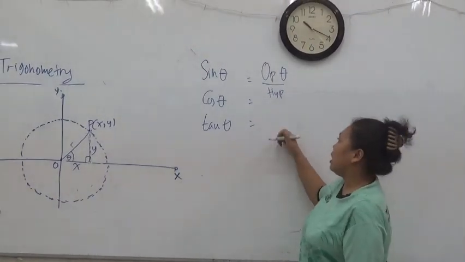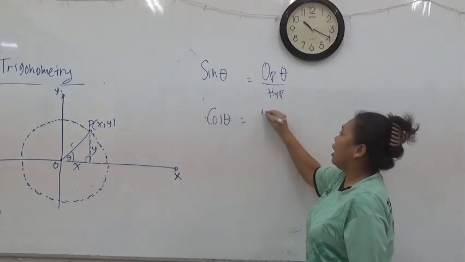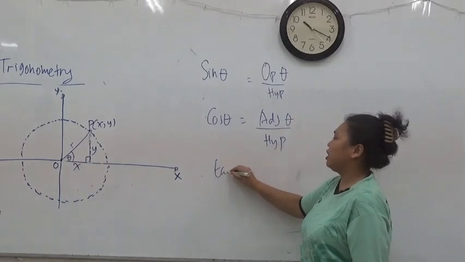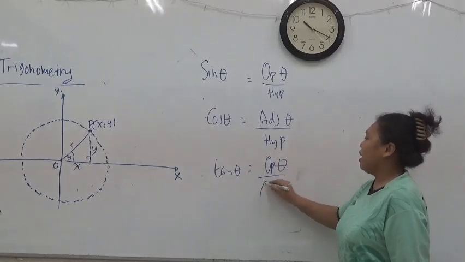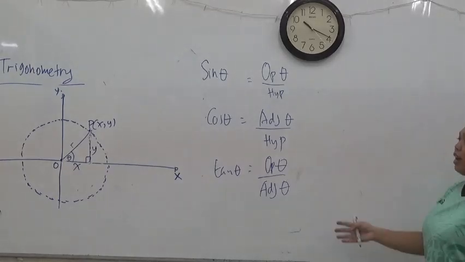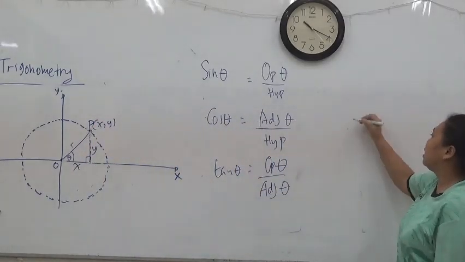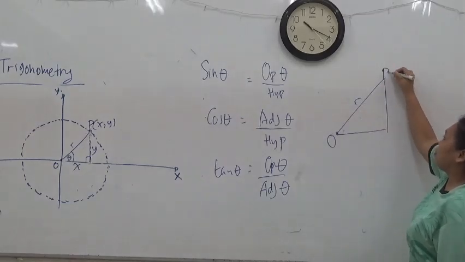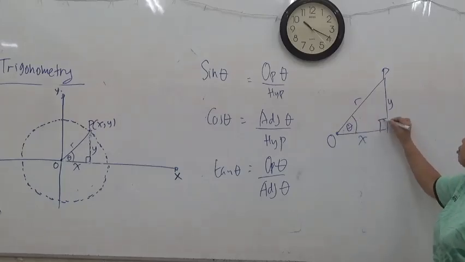And what is cos theta? Cos theta is adjacent of theta divided by hypotenuse, and then tangent theta equals opposite of theta divided by adjacent of theta. So now we're going to apply what we already learned in year 10 by cutting off this triangle. I'll just cut off that triangle and draw it bigger. This is your radius, letter O. So letter P, this is the X, and this is the Y. And I put theta here, and this is the 90 degrees symbol.